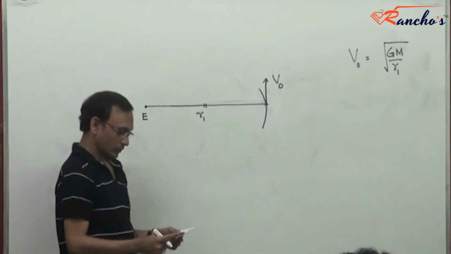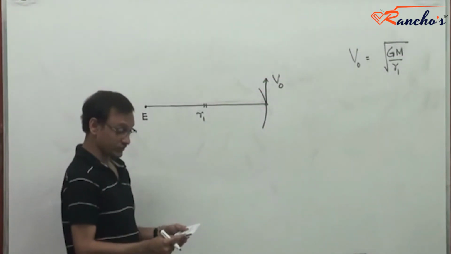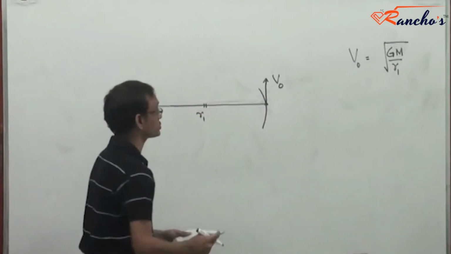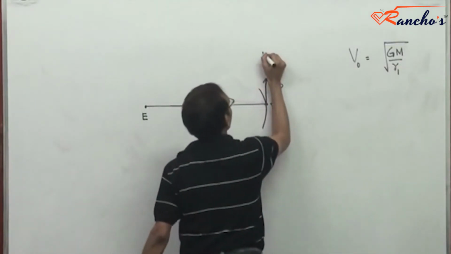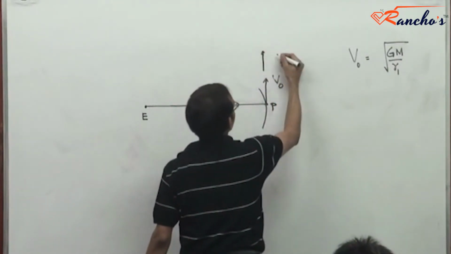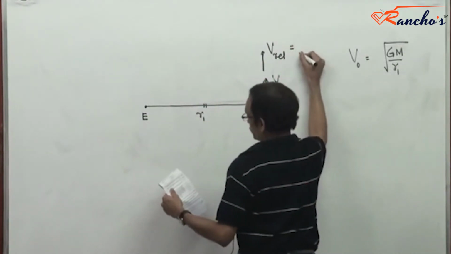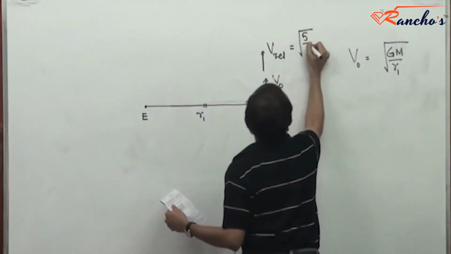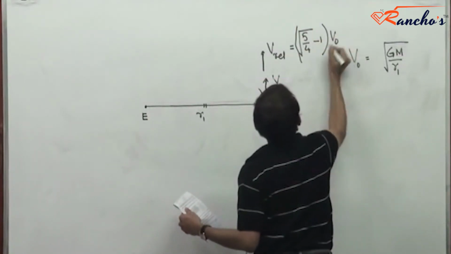Now, a particle is projected from the satellite in the forward direction with relative velocity equal to this much. So from this point P, a particle is projected with V relative equal to root 5 by 4 minus 1 into V0.